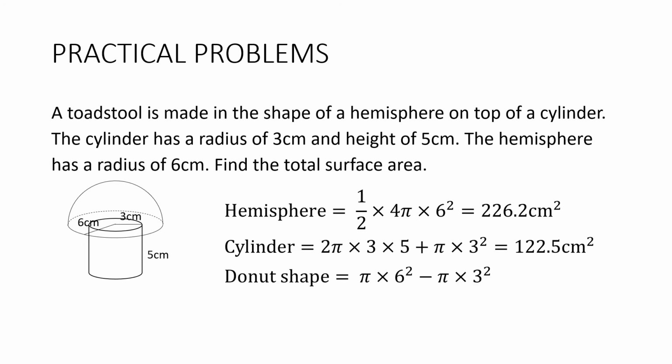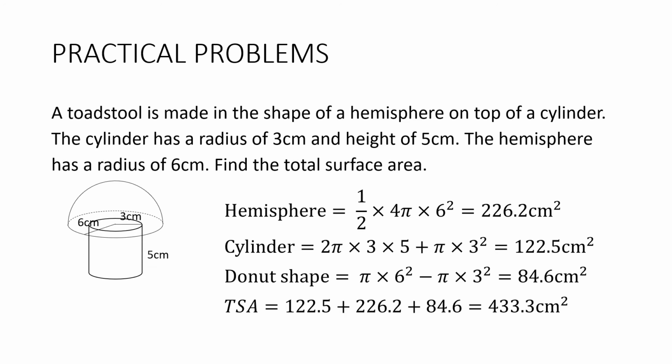And then finally we want the donut shape. Now what we're going to do here is do the area of the outer circle, which has got a radius of 6 centimetres, and then subtract the area of the inner circle, which has got a radius of 3 centimetres. And that gives us 84.6 centimetres squared. And so our total surface area is 433.3 centimetres squared.